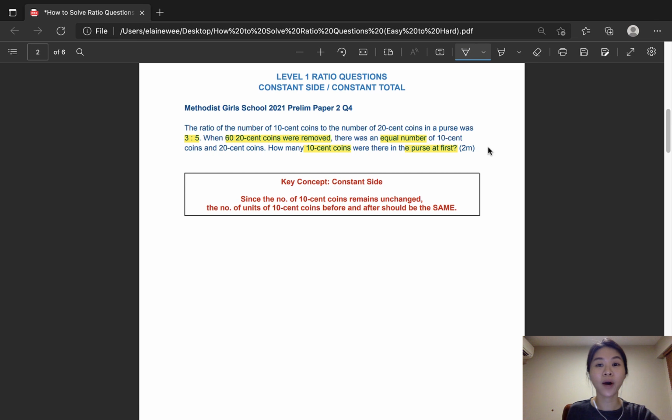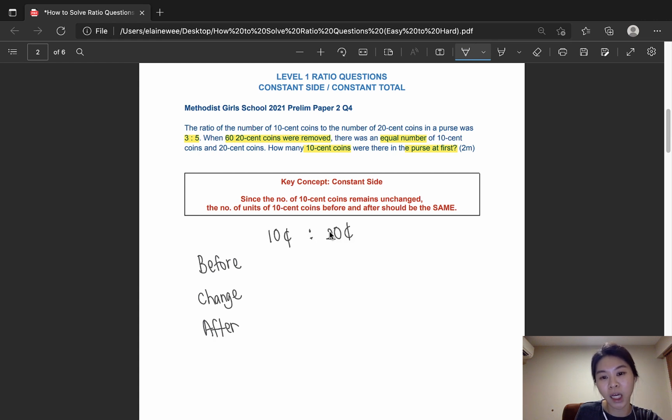Since this is a before and after question, we should make use of the BCA model. Okay, if you haven't watched our previous videos, BCA means before, change, and after. Okay, we are comparing 10-cent coins to 20-cent coins, so let's write that down. In the before situation, the ratio was 3 to 5.